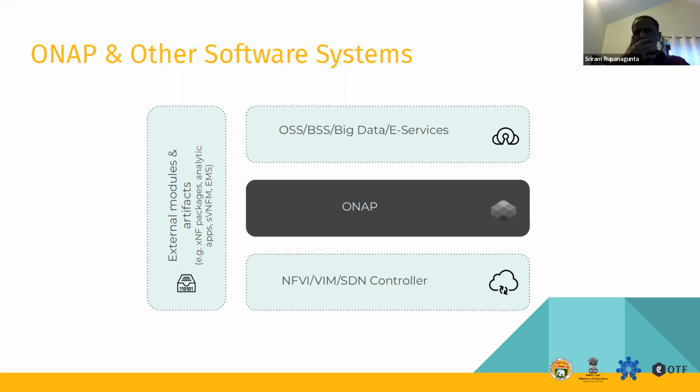And then there are some external modules and artifacts, for example, all the XNFs, the packages, applications. Again, some of them we may not have time to go into in detail, but these are all the artifacts that typically vendors develop, and then the telco operators get them and onboard them on ONAP. So ONAP is something that brings all of them together. So that is the overall ecosystem.